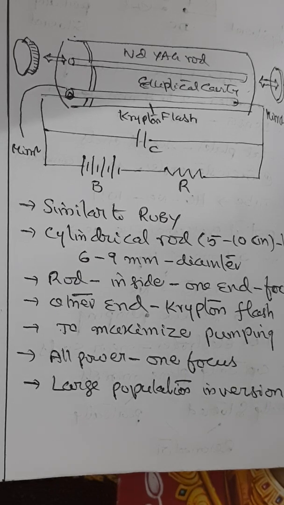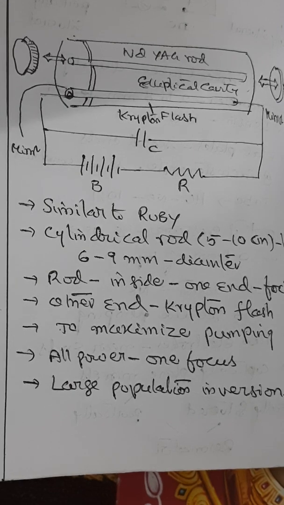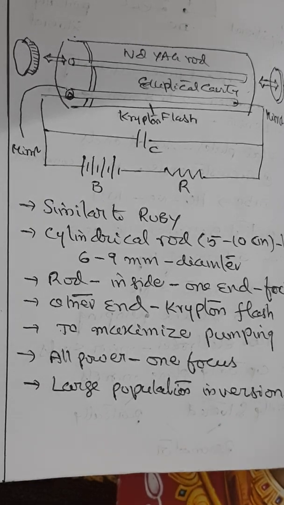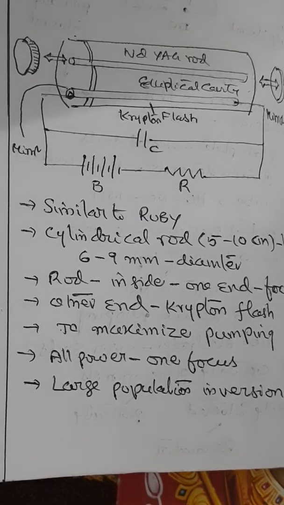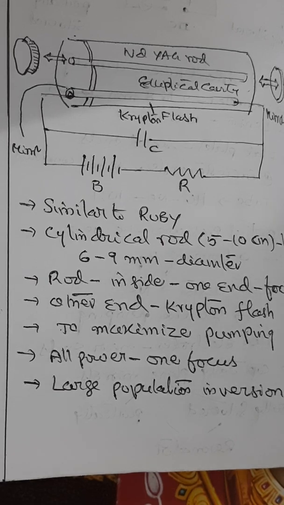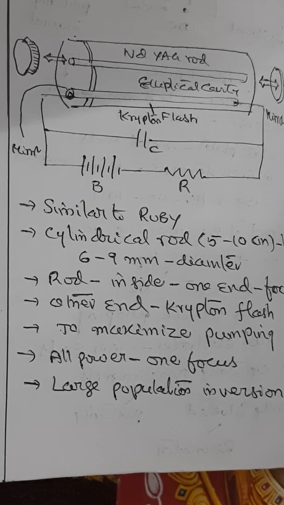So this construction looks very similar to that of the ruby laser. The Nd:YAG laser crystal is conveniently cut in the form of a cylindrical rod, of desired length of 5 to 10 centimeters and a diameter of 6 to 9 centimeters. Unlike a ruby laser, where we use a xenon flash lamp coiled around the ruby rod, here the Nd:YAG rod is placed inside at one of the foci of an elliptical reflector cavity.